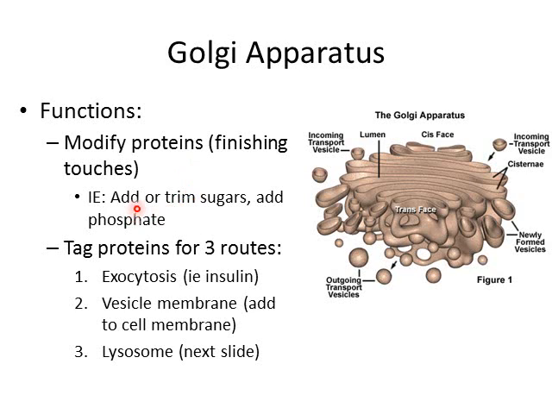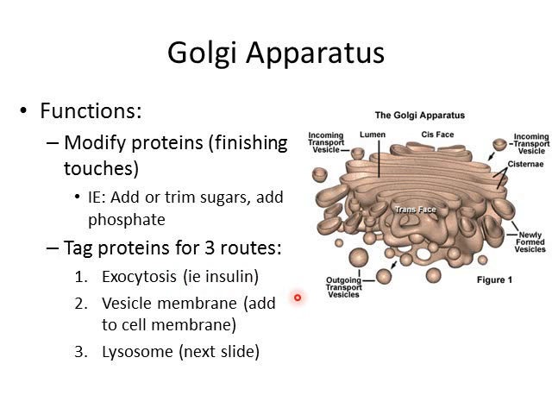So some examples of this could be add or trim sugars off of the proteins, add a phosphate group, take some amino acids off that aren't actually needed, and some things like that. And then once they're done processing, they tag them for 3 different routes. One could be exocytosis. So once they're done processing, they go into these vesicles, and that vesicle can be sent immediately to the cell membrane and sent out for exocytosis.